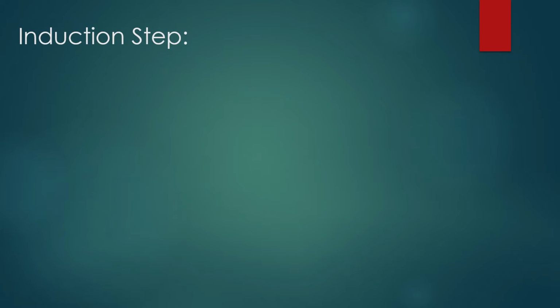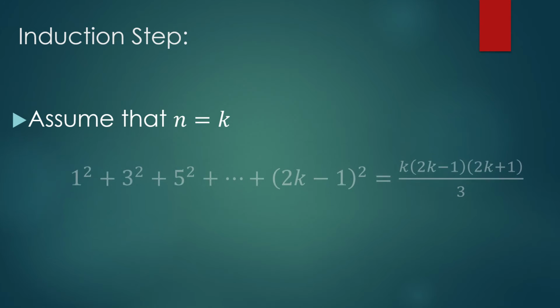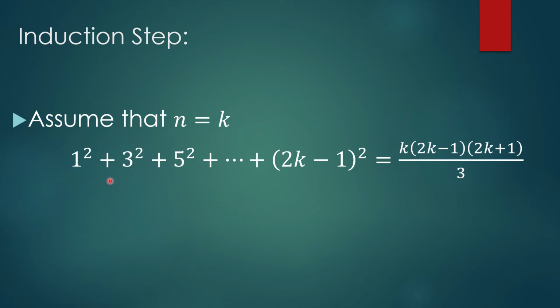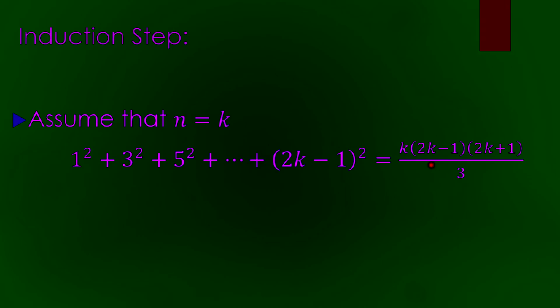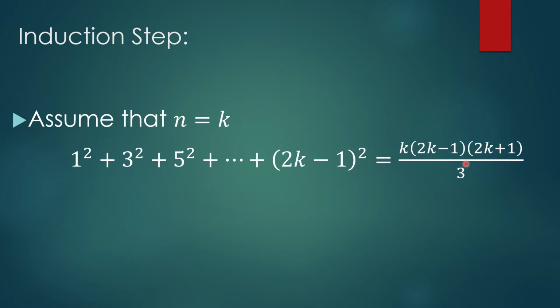For the induction step, assume that n is equal to k. So we have 1 squared plus 3 squared plus 5 squared plus ellipsis plus the quantity of 2k minus 1 squared is equal to k times the quantity of 2k minus 1 times the quantity of 2k plus 1 all over 3.